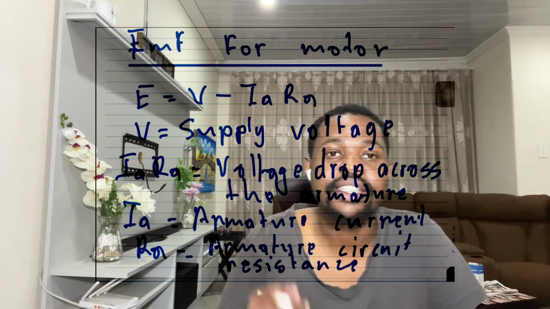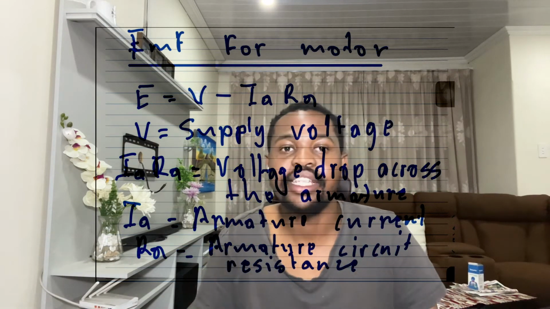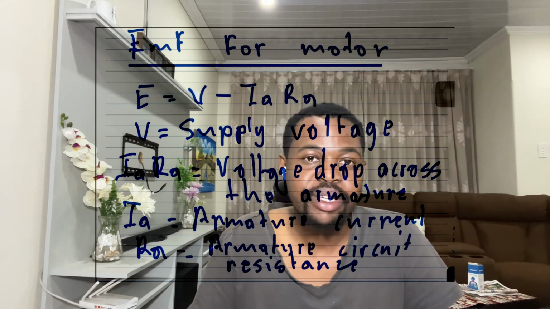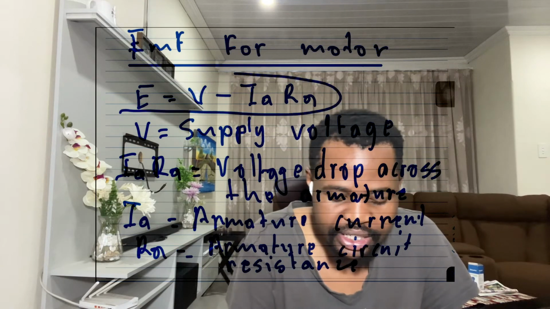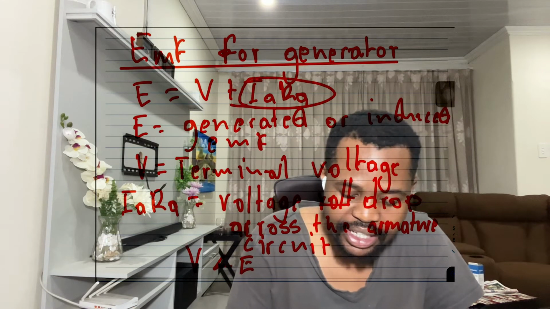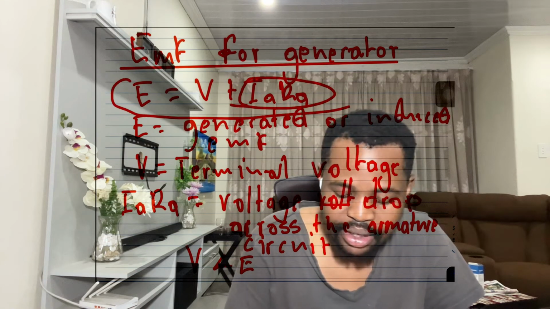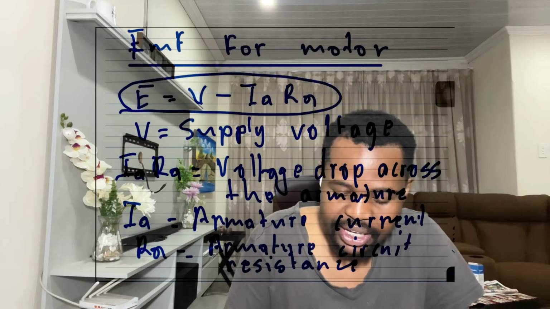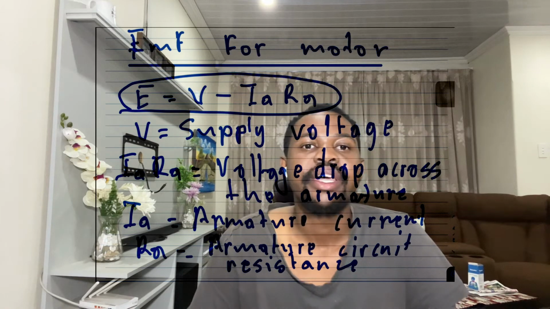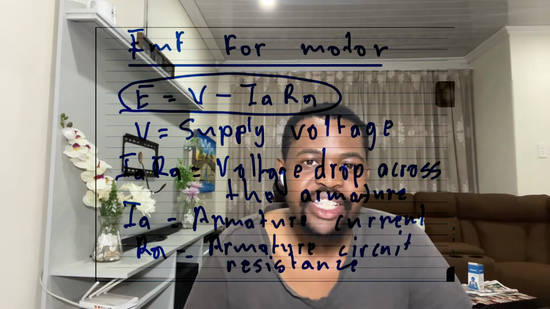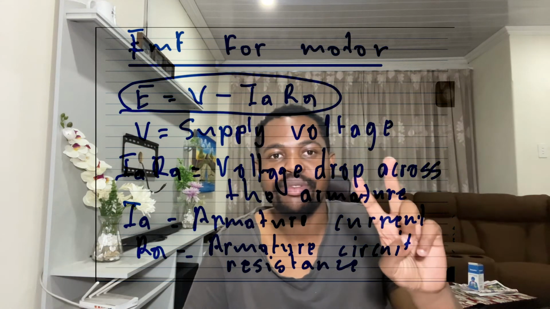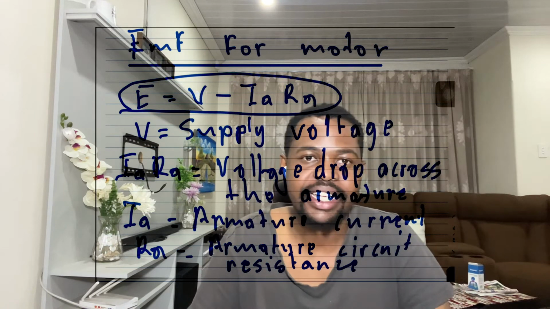Guys, these are the specific EMF equations. Take note of that. It means I cannot use this equation in a generator. For the generator equation, the sign is what? Positive. Then for the motor, the sign is what? Negative.